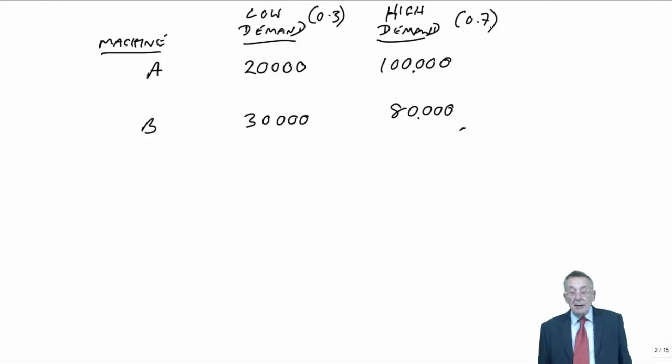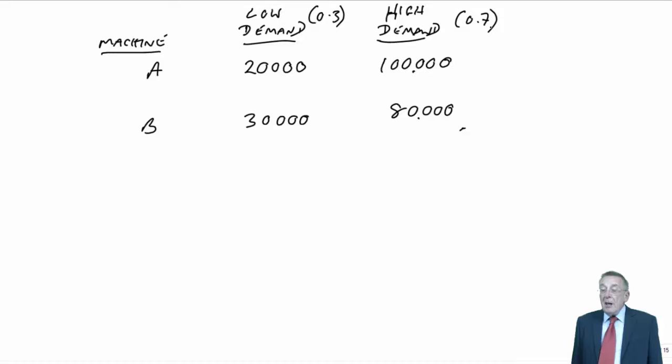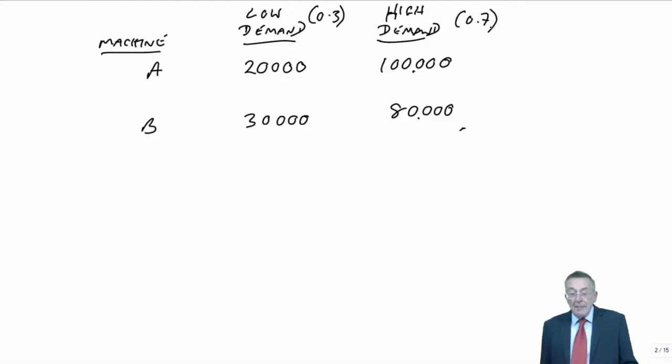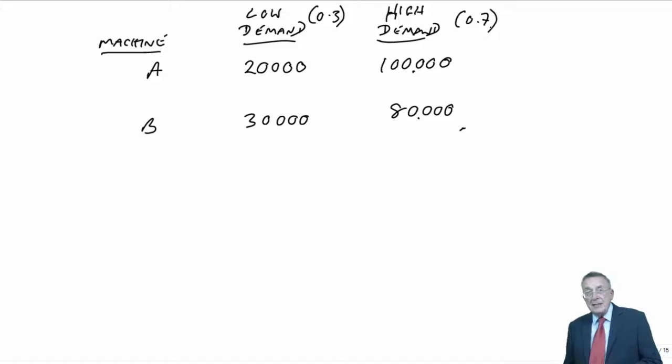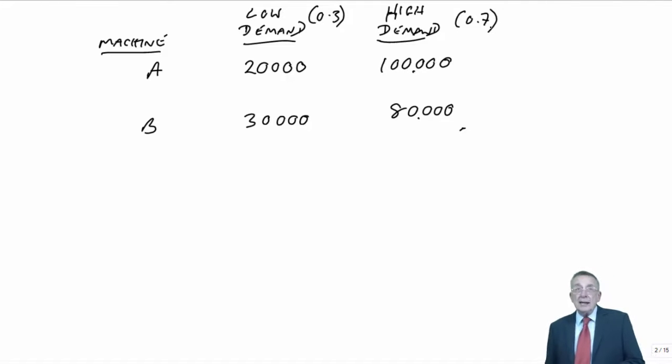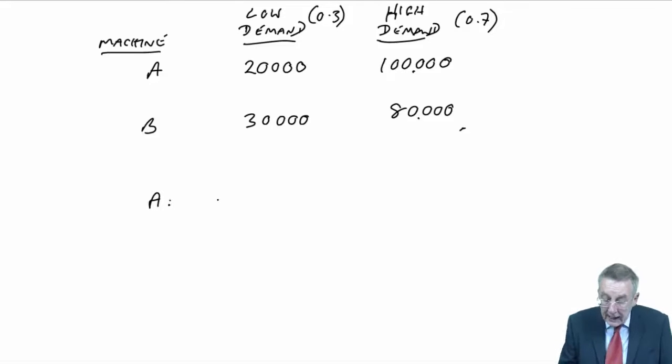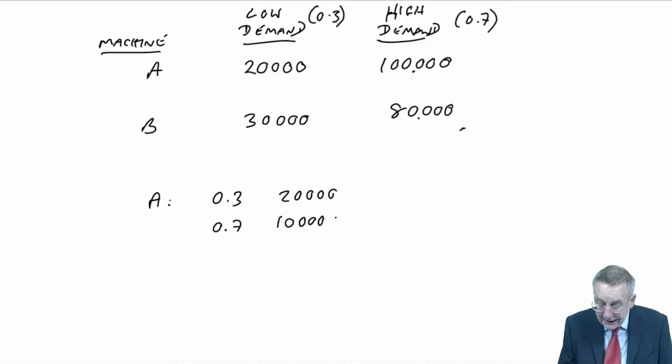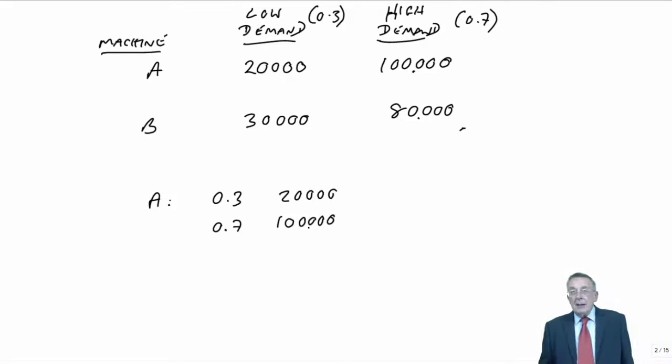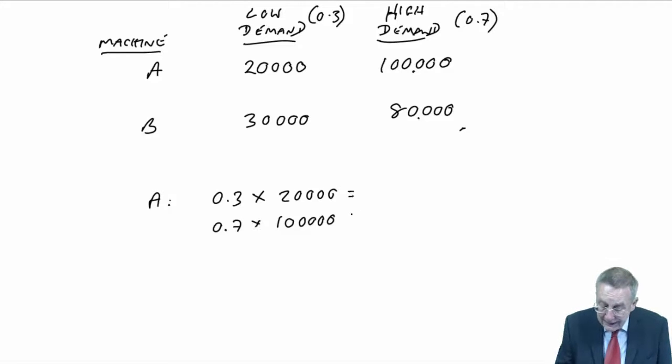And again, I said, which would you prefer? Well, another approach would be to say, if we picked A, we'll either get 20 or 100 with those probabilities. And we could work out, effectively, a weighted average. For A, there's a 0.3 probability of getting 20,000, a 0.7 probability of getting 100,000. And we could say, well, the weighted average, multiply together and add up.